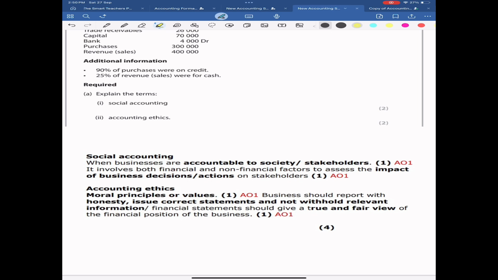Accounting ethics: these are moral principles or values. Businesses should report with honesty, issue correct statements, and not withhold relevant information. Provide a clear point followed by a development. By doing this, you will be able to gain the full mark of 2 for each of these sections.